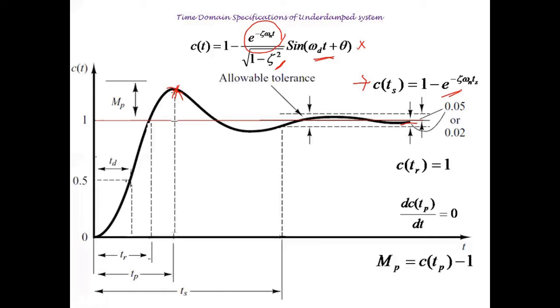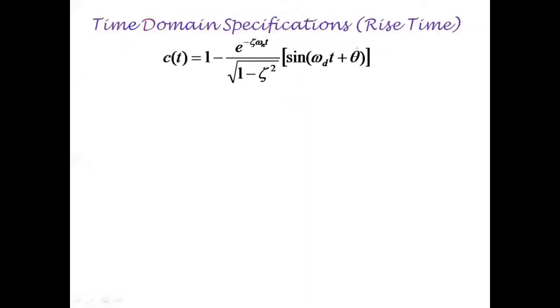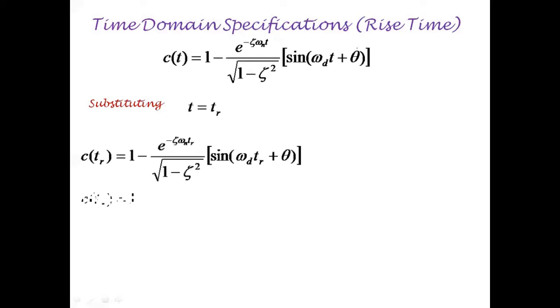So now we are going to derive for all these parameters. Let us start with the first time domain specification, that is the rise time. I have written the response once again, in which we are going to substitute t equal to tr in the above response. At time t equal to tr, we know the condition that the response will be equal to its final value, that is 1. So let me substitute C of tr as 1 in the above equation.